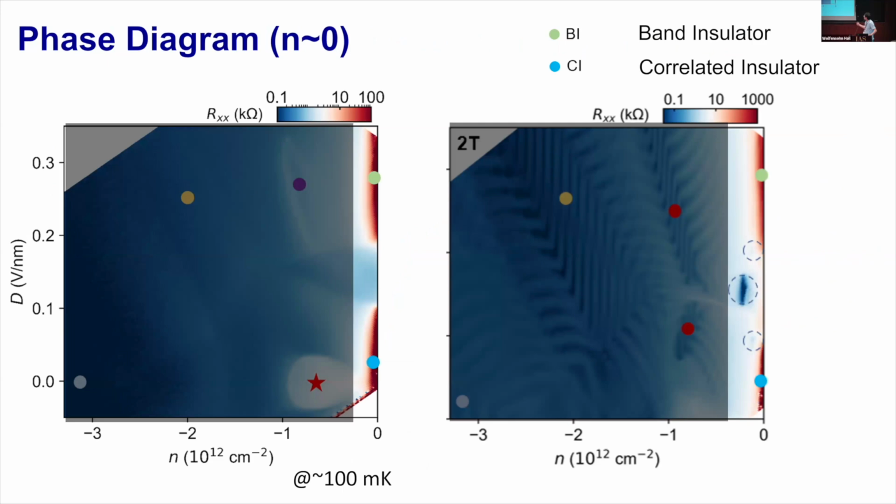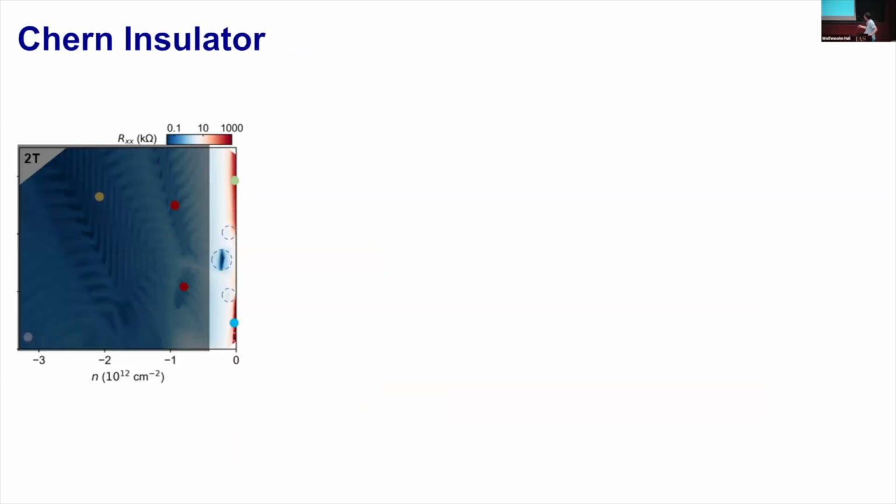And when we apply a magnetic field, we still look at this phase transition from D equals 0 to high displacement field. In this region, where we think the band gap closes and it becomes a metal or semi-metal, in a magnetic field of 2 Tesla we observe some feature that seems quite obvious and dominates over all other features. It is happening at a charge density close to 0, but not exactly 0. And the Rxx goes to almost 0 there. So we did further analysis of that state, this state here.